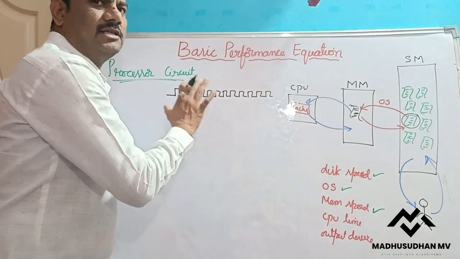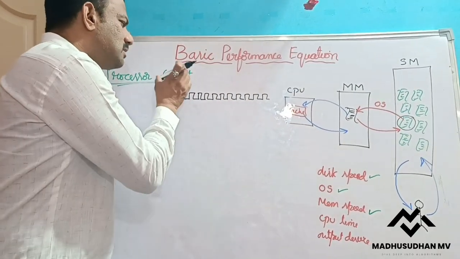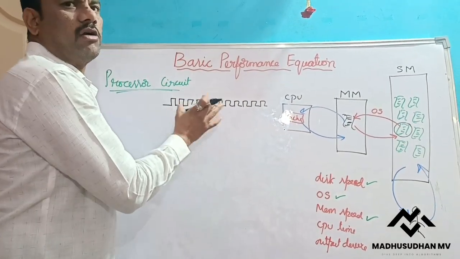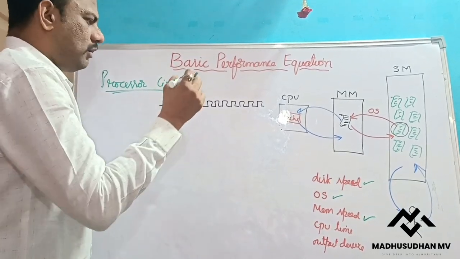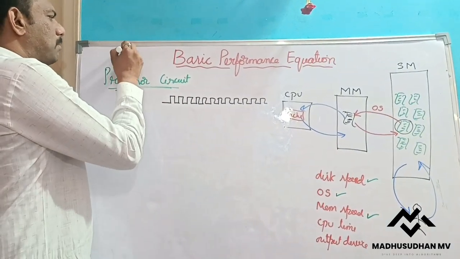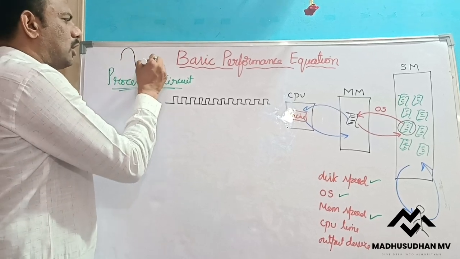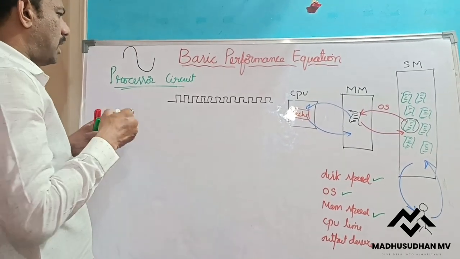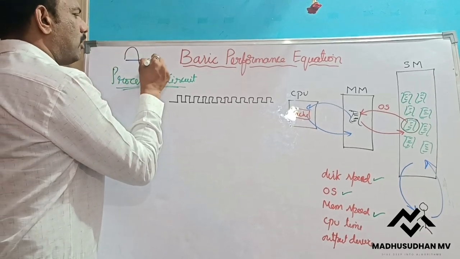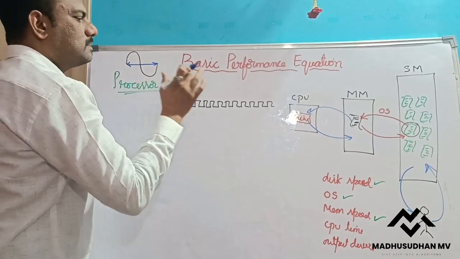Once it stops generating this signal, it's done. So this circuit keeps generating this clock signal. This is called the clock signal. We know that in the same way, this is one positive half cycle and this is one negative half cycle. Now this is the width of one positive half cycle and one negative half cycle. This is one clock cycle.